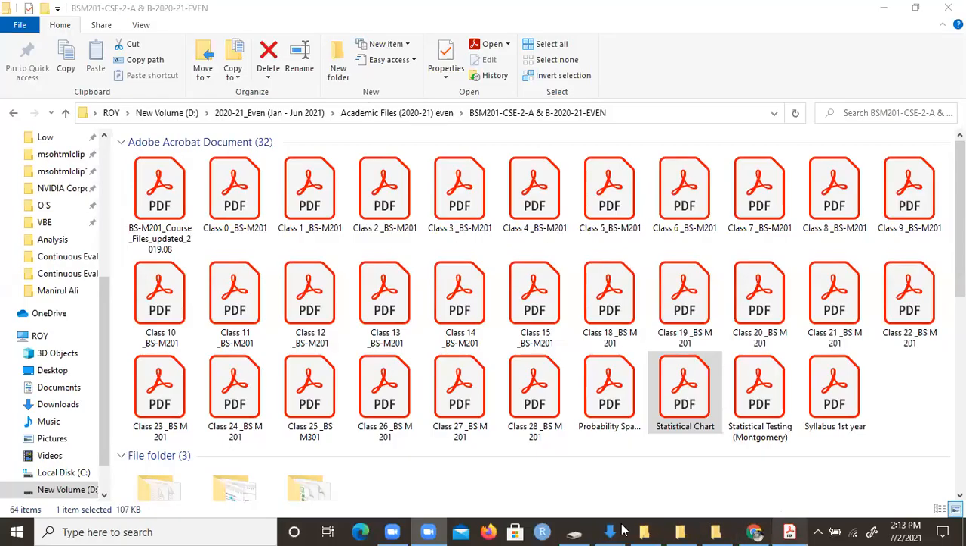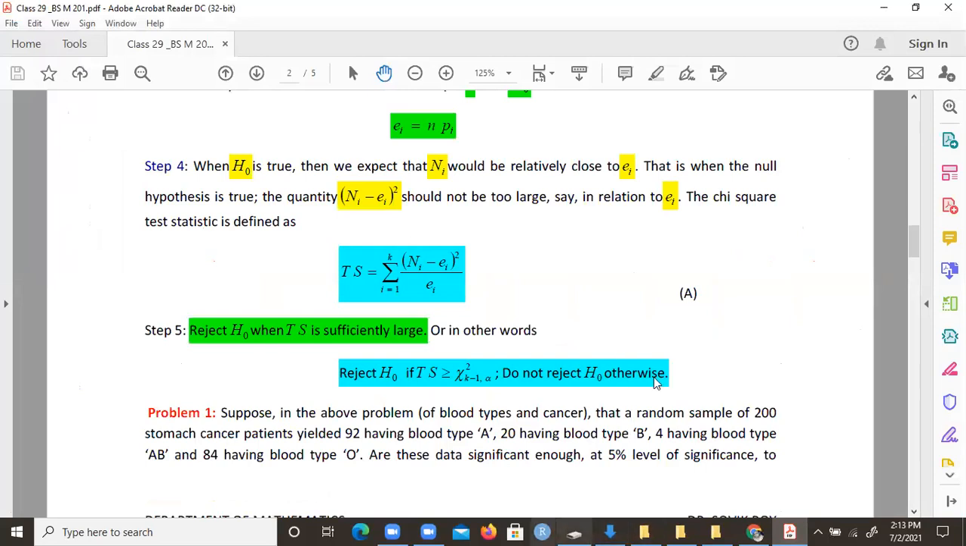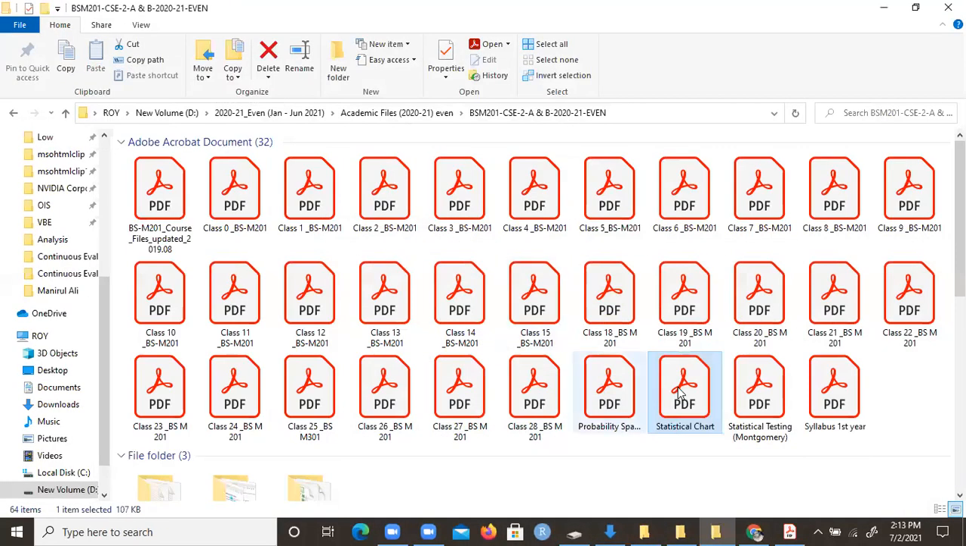Okay, I'm going to reshare the thing once again. It's taking some time. Just a minute. I don't know whether you are able to see my screen or not. In the statistical chart, it's not opening.